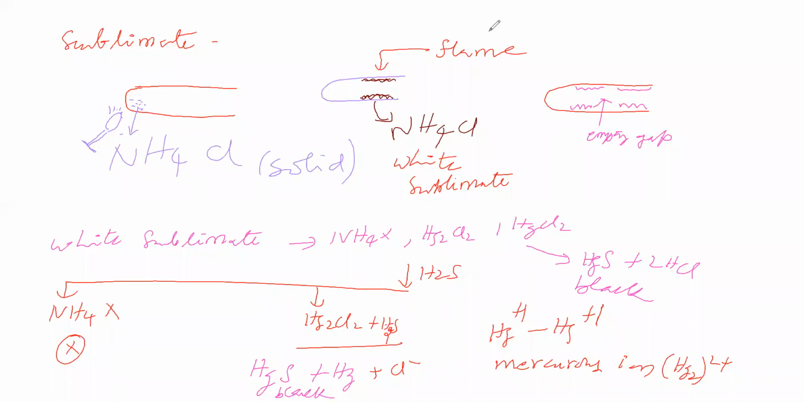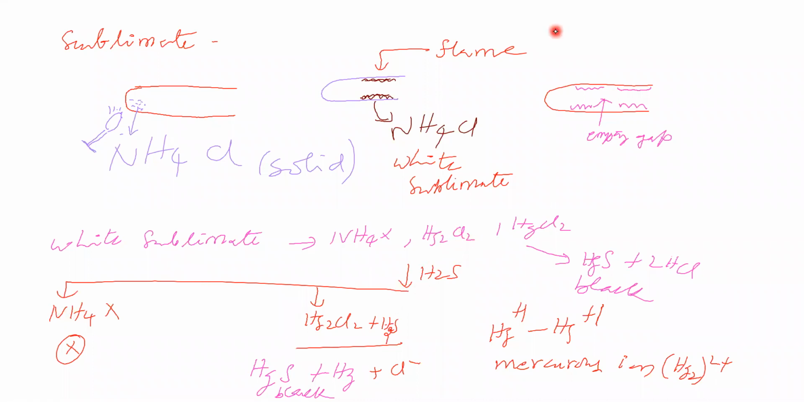Now, here white sublimate possibility we have considered. This white sublimate is ammonium halide or mercurous chloride or mercuric chloride, because all three are white sublimate. This white sublimate with H2S in the presence of moisture, what happens? Ammonium halide is not affected by H2S. Mercurous chloride is affected with H2S.